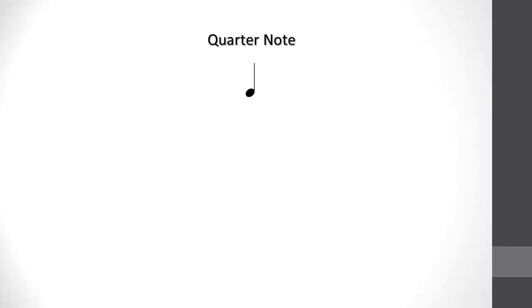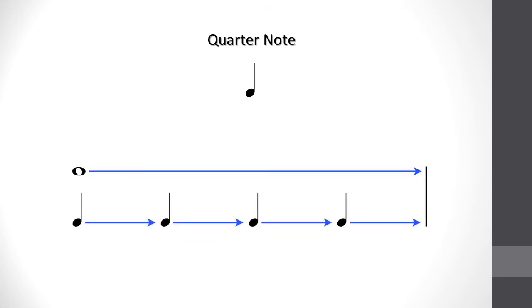The next note we are going to look at is called the quarter note. A quarter note has a note head which is colored in and a stem. It is called a quarter note because it is 1/4 the duration of a whole note. Because of this fact, the duration of 4 quarter notes is equal to the duration of 1 whole note.